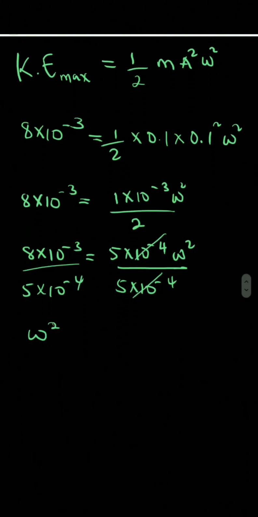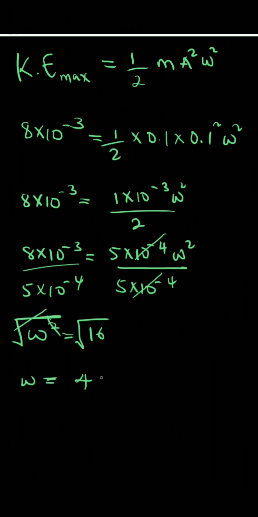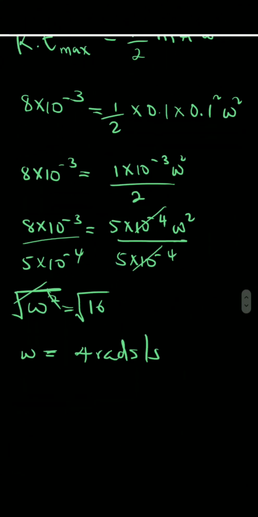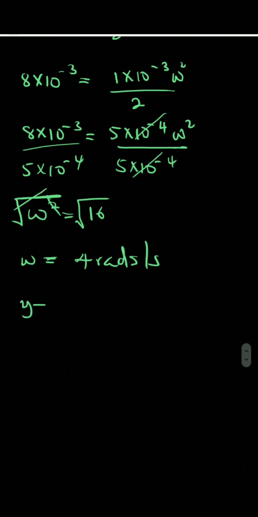Upon doing that, we get that angular frequency squared is 16. And to get angular frequency, we square root both sides. Thus we'll have angular frequency equal to 4 radians per second. Now we have the missing item.